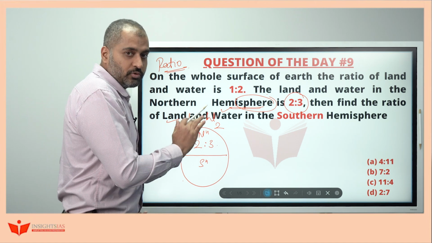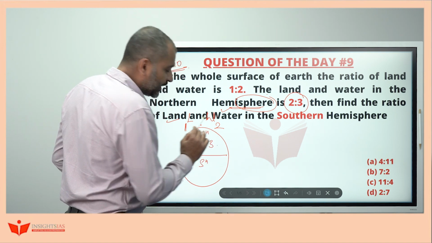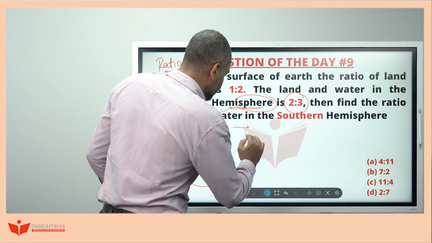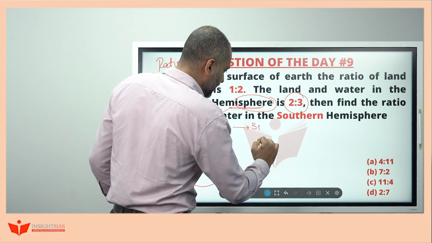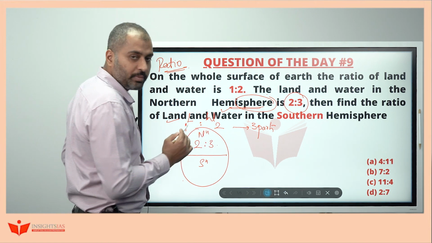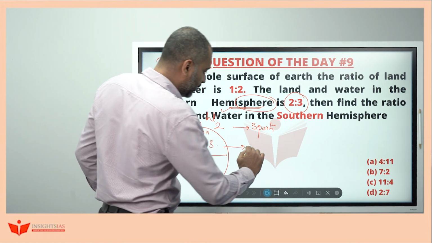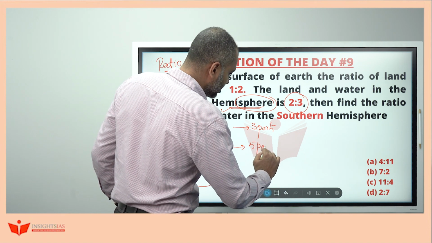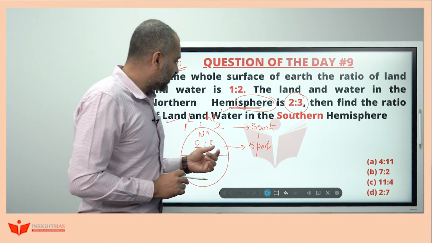See the approach towards the question here now. How to solve this question? See, the ratio here is 1:2, totally 3 parts, or else you can take this as 3x also. I am taking this as 3 parts here. In these 3 parts, 1 part is land, 2 parts is water. This is in the northern hemisphere, we have 2 plus 3, how many parts? 5 parts, or else you can take this as 5x also. Doesn't make any difference there.